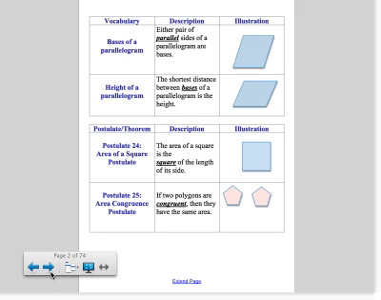So first of all, vocabulary: bases of a parallelogram. Remember, the bases in a parallelogram are the parallel sides. So that would be one set of bases, and then if I mark the other sides as being parallel with red, then those would be the other bases. So there's two sets of bases in a parallelogram.